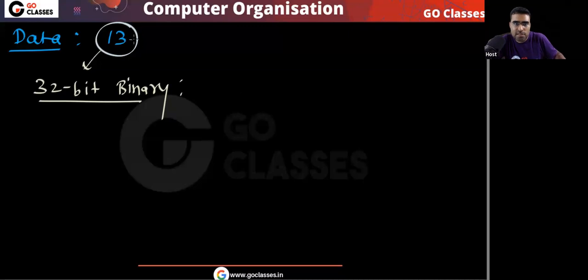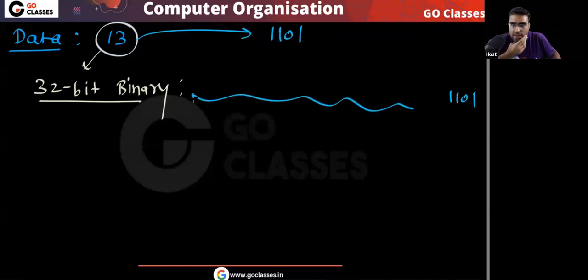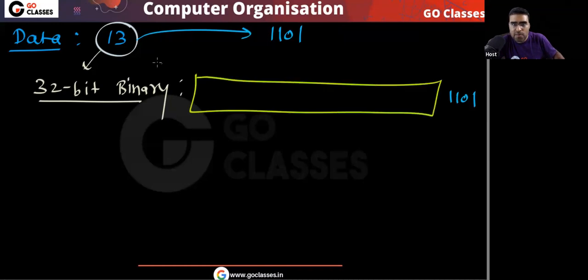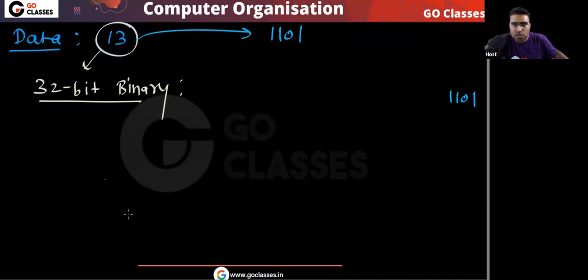Very simple. This 13 is actually nothing but 1101, right? But we want 32 bits, so just put extra zeros. It will look like this, 1101. How many leading zeros do I need to put? Total 28 leading zeros. Do leading zeros affect the number? They will not affect the number.